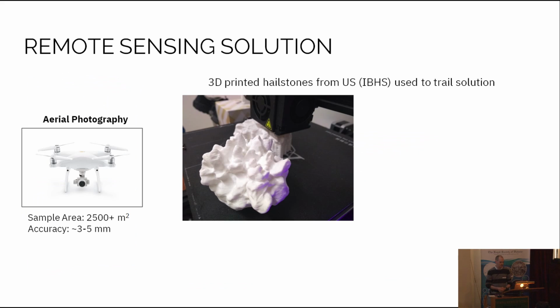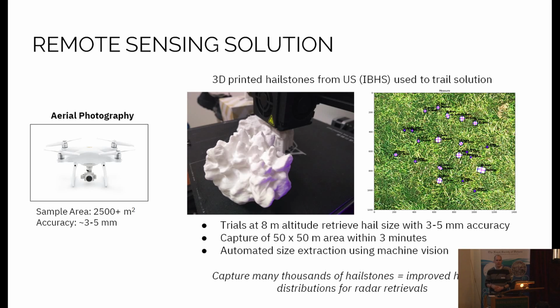Finally, the solution is to take a new type of remote sensing. If we take an off-the-shelf drone, such as a DJI Phantom, and fly that straight after a thunderstorm has passed, we can photograph the hail from above. We can sample very large areas at a very high accuracy.